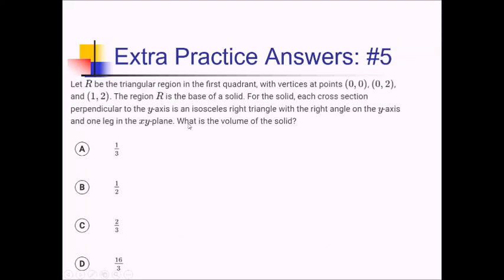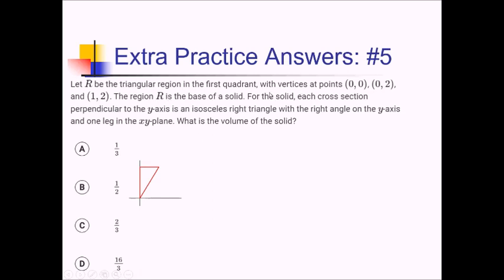For this one, we've got triangles on the brain here. R is a triangular region in the first quadrant with these vertices, 0, 0, 0, 2, and 1, 2. And then they're telling us this is the base of a solid. Before we go any further, let's just graph out what's going on here. So we've got the x and y axis, and I've got 0, 0, 0, 2, and 1, 2, so this triangle here. So now this is apparently the base of some solid.